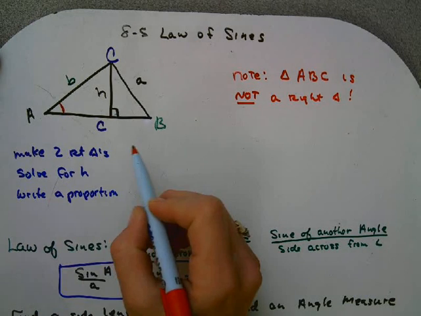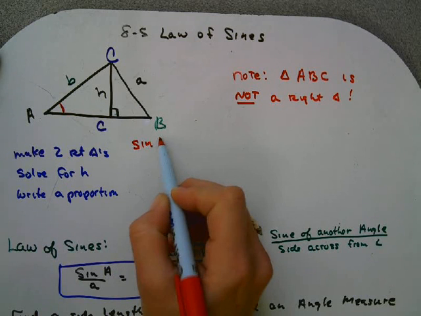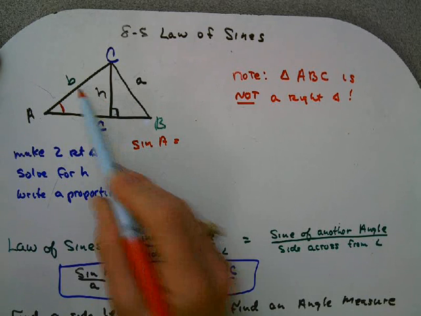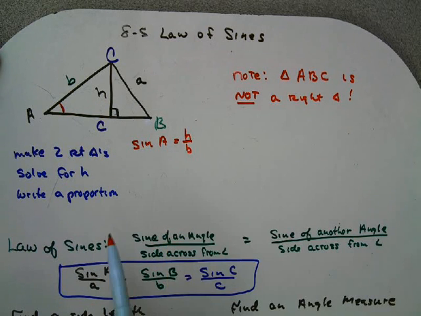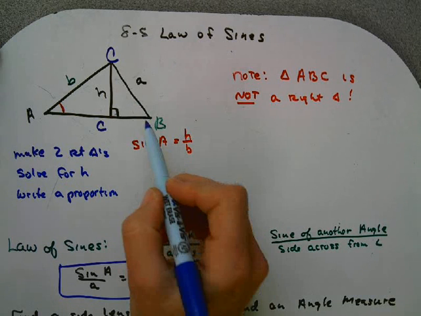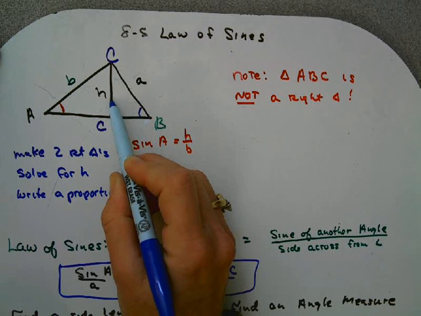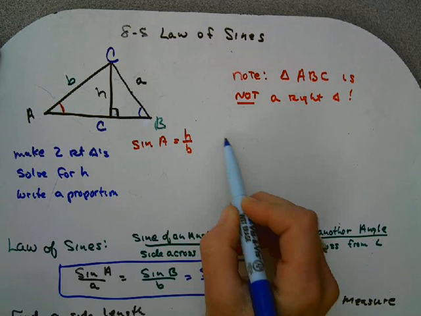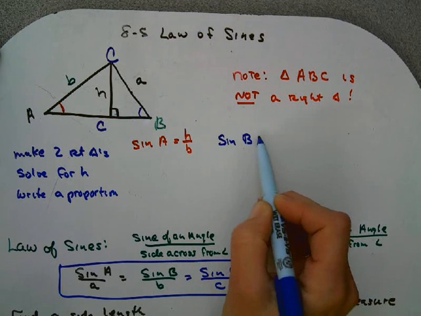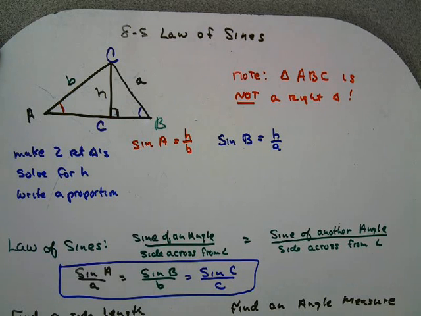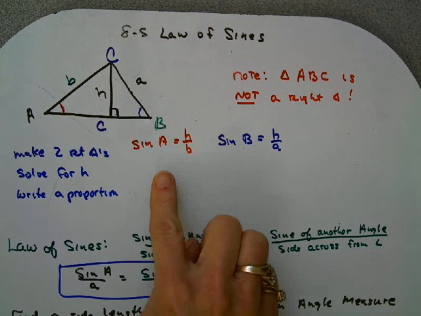If I look at A, I can find the sine of angle A, and that's going to equal the opposite side over the hypotenuse, H over B. And likewise, if I found the sine of angle B, that would be the opposite leg over the hypotenuse. The sine of B is equal to H over A. So we've got a couple sines, and notice that they both have an H in them.